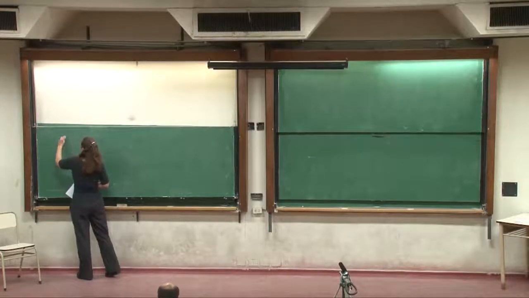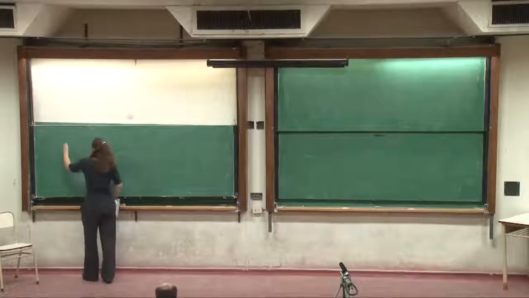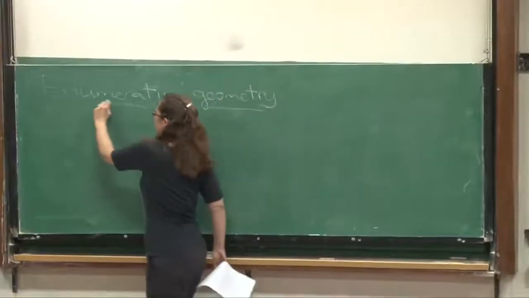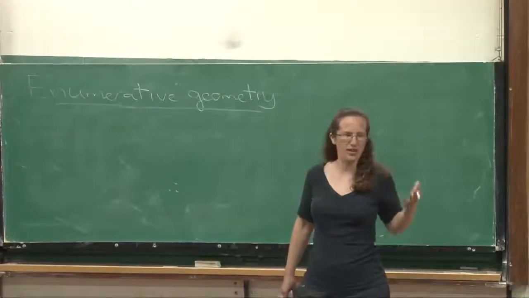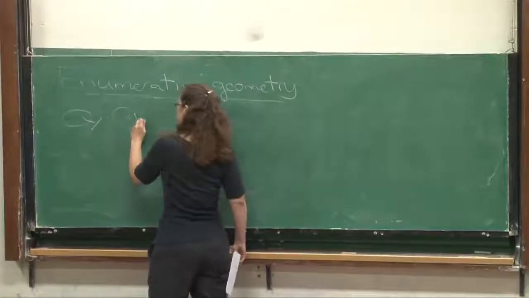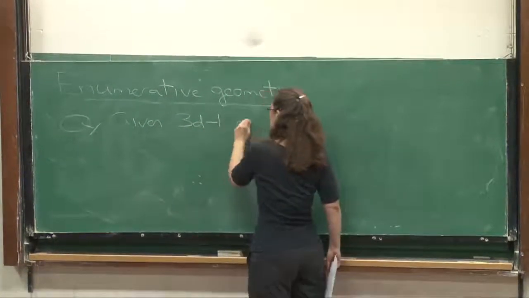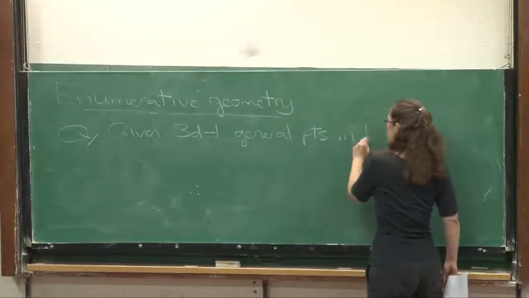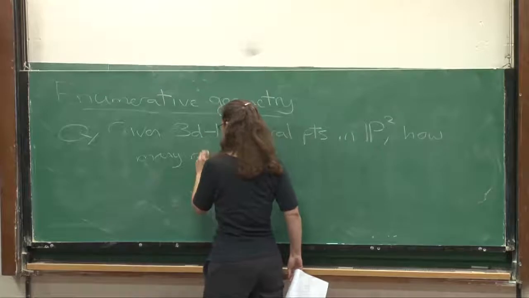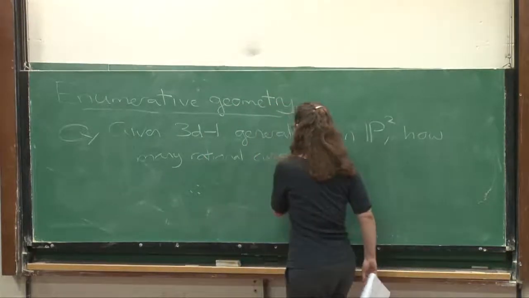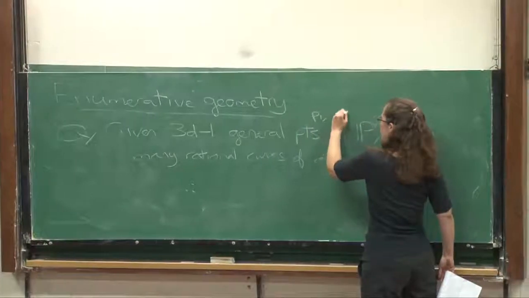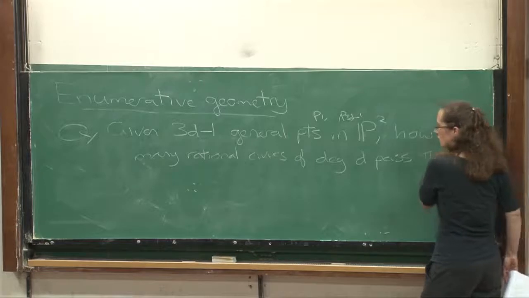So we'll start with some enumerative geometry. One of the classical variants of the question Joe's been asking us. So the question would be, given 3D minus 1 general points in P2, how many rational curves of degree D pass through them? So my points are P1 up to P_{3D-1}.